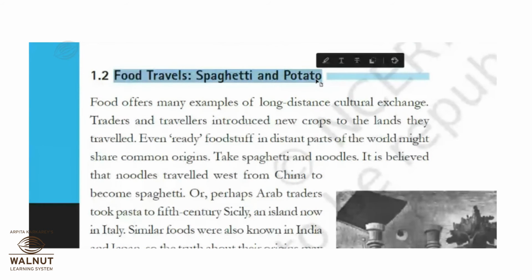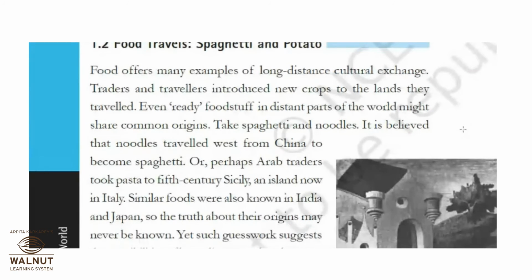Food offers many examples of long distance cultural exchange. Traders and travelers introduced new crops to the lands they traveled. Even ready foodstuff in distant parts of the world might share common origins. Take spaghetti and noodles. It is believed that noodles traveled west from China to become spaghetti, or perhaps Arab traders took pasta to 5th century Sicily, an island now in Italy. Similar foods were also known in India and Japan, so the truth about their origins may never be known.